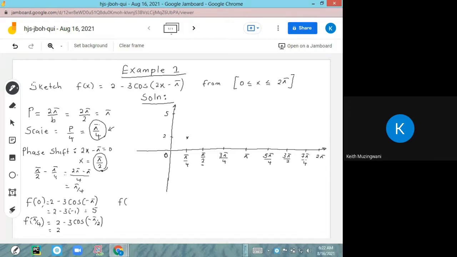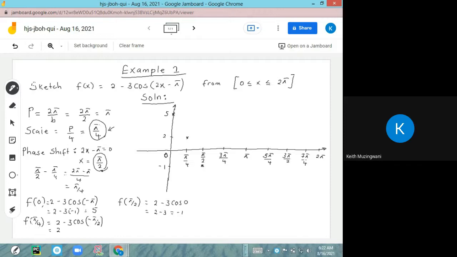And then we get to pi over 2. Pi over 2 will give us 2 minus 3 cos 0. Now cos 0 is 1. So we get 2 minus 3, which is equal to negative 1. So we have negative 1 against pi over 2. So we got a point there.